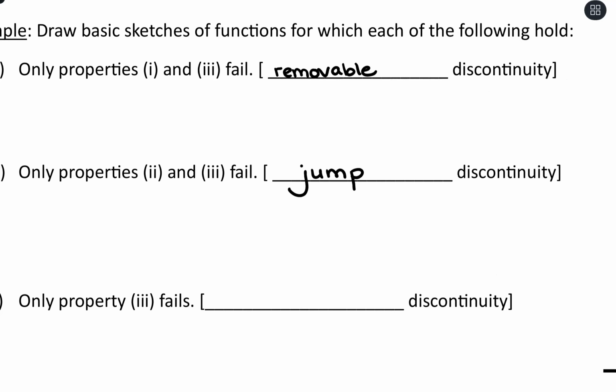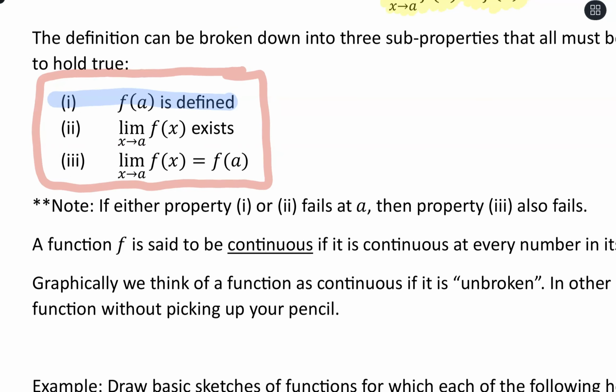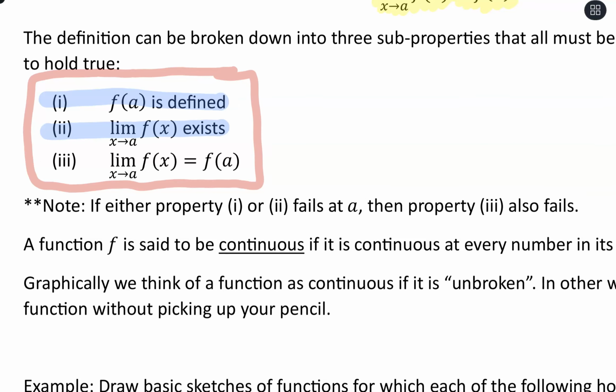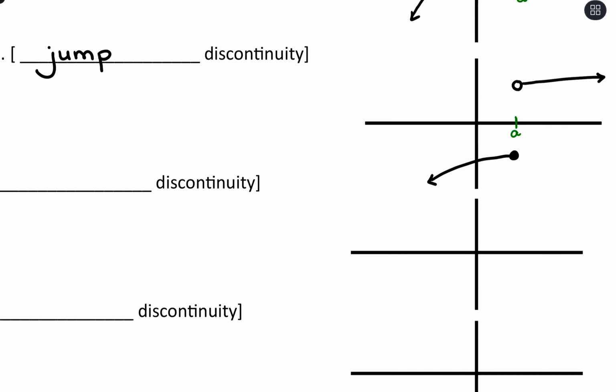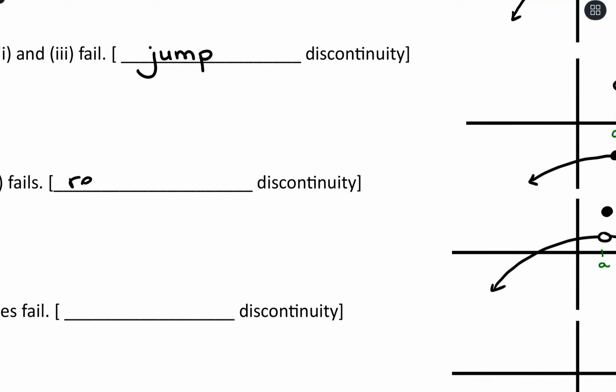Let's look at the case where only 3 fails. So we're going to have a case where f of a is defined. We're going to have the two-sided limit exist, but that two-sided limit is not equal to our function output. What that would look like is our removable discontinuity up above, because that was a case where we have our two-sided limit. But now if we want to be defined at that point, we're going to define elsewhere. So this is also called a removable discontinuity.